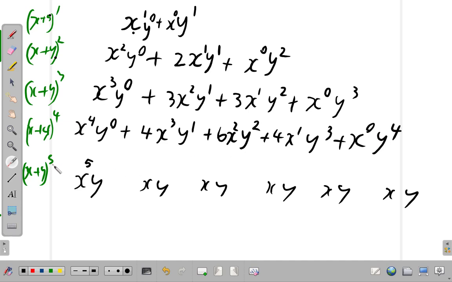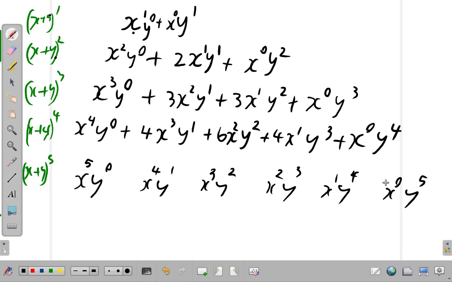So when you have x plus y to the power of 5, they should add to 5. Now notice that the power of x starts high and goes down to 0. 4, 3, 2, 1, 0. 3, 2, 1, 0. So the power of x goes down by 1 each time. So the power of x goes from 5 to 4 to 3, 2, 1, 0. The power of y starts from 0 and goes up. 0, 1, 2 here. 0, 1, 2, 3. 0, 1, 2, 3, 4. So the power of y starts from 0 and goes 1, 2, 3, 4, 5.